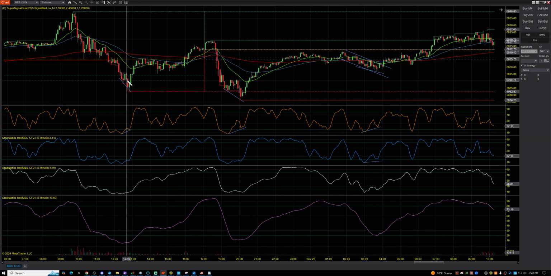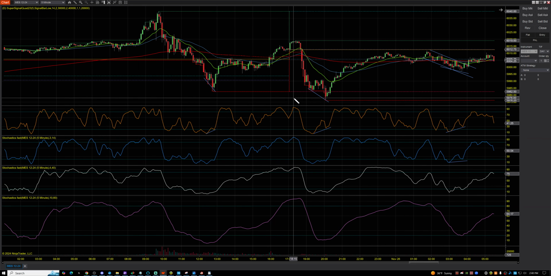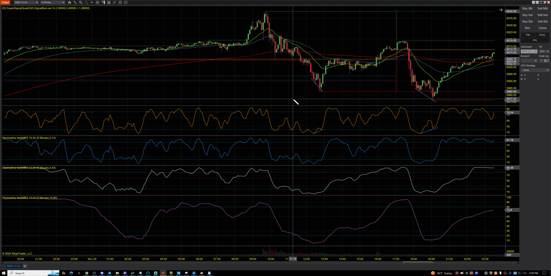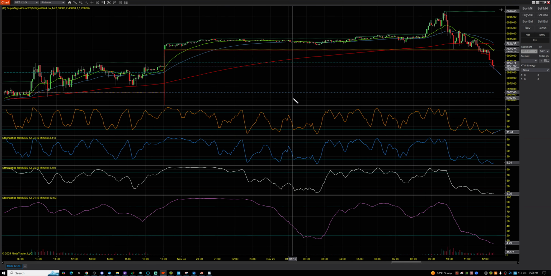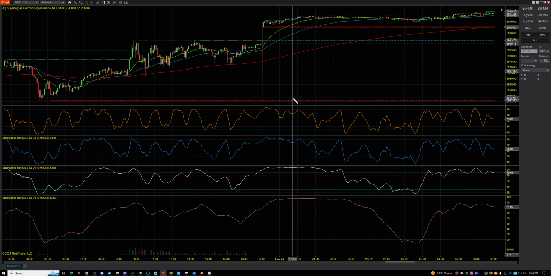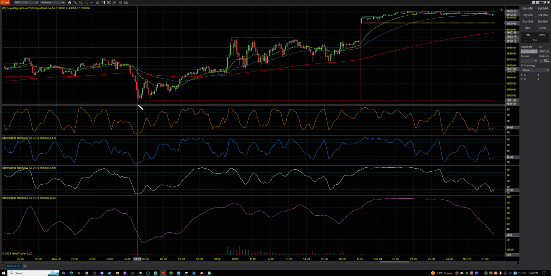3 big divergences on the MES. Wow, on the 5-minute. We got to start paying attention to that a little bit more. We really do. Watch for that 5-minute. Once you get that 5-minute divergence set up, you should be good to go. Here it is again. Oh my God.